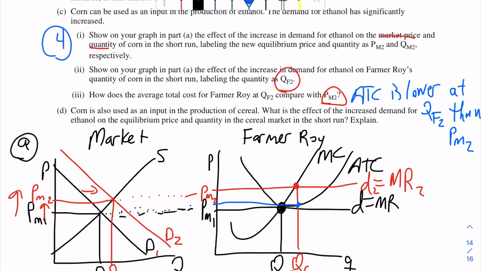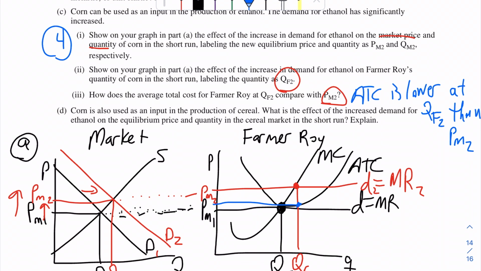Okay? Now, part D. Corn is also used as an input in the production of cereal. What is the effect of the increase in demand for ethanol on the equilibrium price and quantity in the cereal market in the short run? Okay, so basically, you can use corn for ethanol or cereal. If you're using more corn for ethanol, can you use corn for cereal? No, right? So what happened to the price of corn? The price of corn goes up, right?